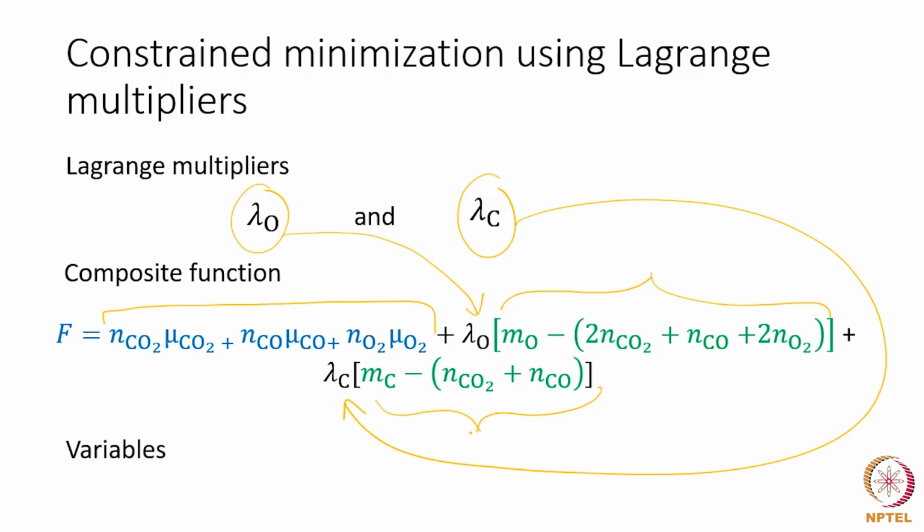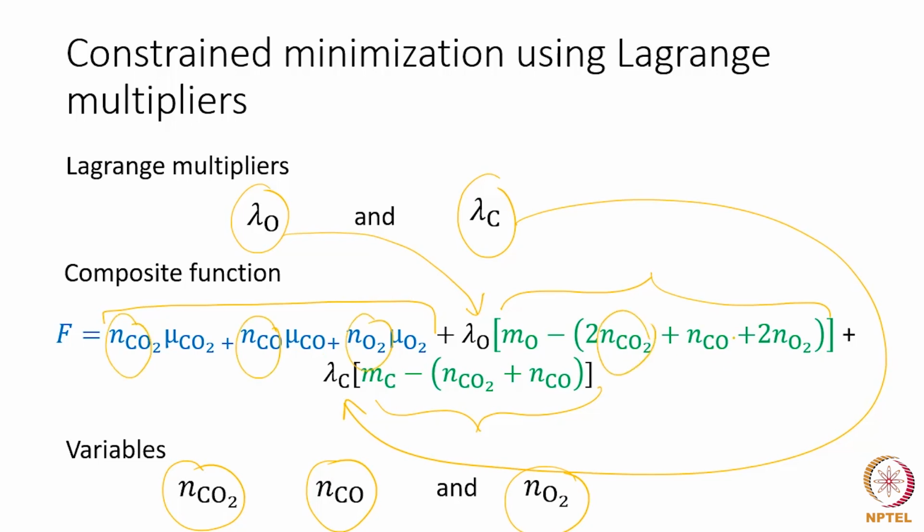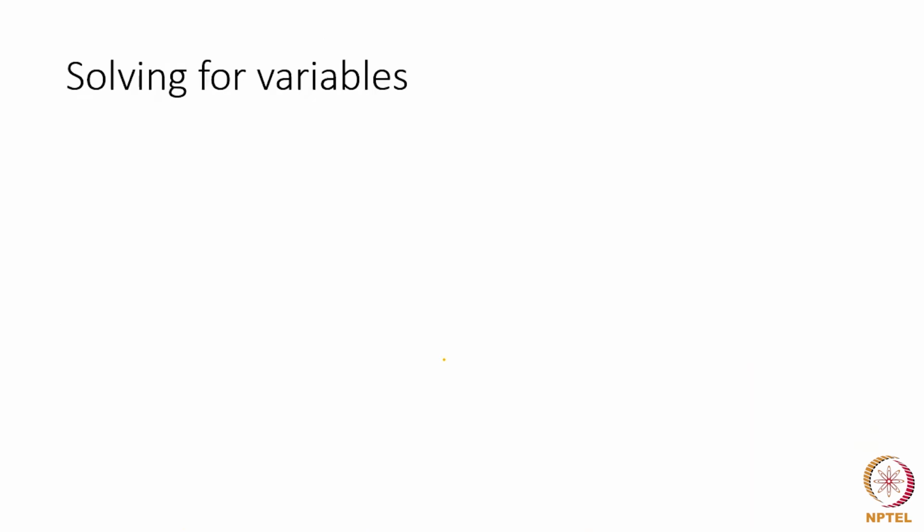And what are the variables in this particular composite function? They are basically the number of moles of CO2, number of moles of CO, number of moles of O2, which are there in this expression in multiple locations. So they are here, and I am highlighting wherever they are present, and you can see that they are all over the equation. So all these are basically variables, and the way we want to minimize F subject to these 2 constraints is by evaluating the slope of F with respect to the variables and setting that to be 0. So that's how we do.